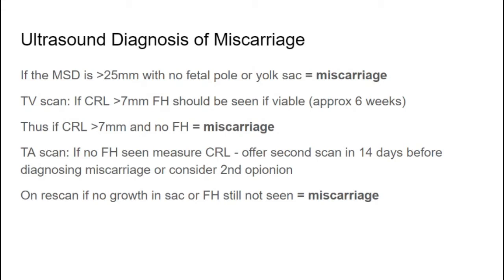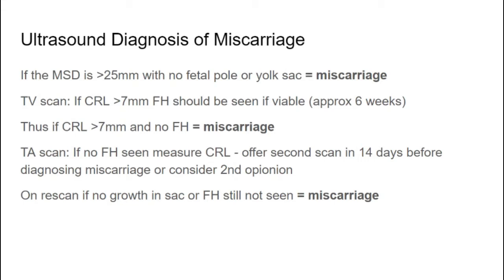So moving along now to think about how we diagnose a miscarriage based on ultrasound. So sometimes you have what we call an anembryonic pregnancy, where you just have the gestation sac developing, but you can't see either a yolk sac or a fetal pole within it. And if the mean sac diameter reaches greater than 25 millimeters and there's nothing inside it, then you can diagnose miscarriage based on that scan.